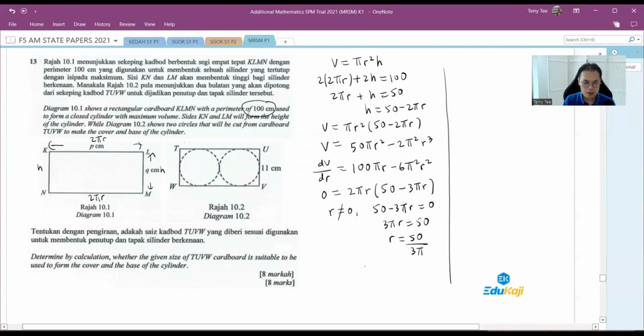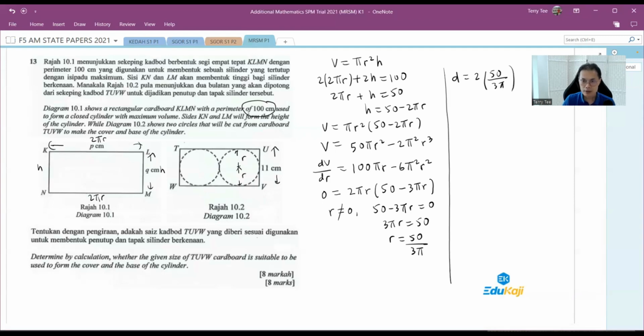Okay, so now I need to know whether this cardboard here is suitable. Now we know this is your radius. Double your radius is your diameter. So we want to check whether your diameter is less than or equal to 11. If it's less than 11, we can cut out the circle and it's suitable to fit it in, right? If it's more than 11, then you can't. So your diameter here is 2 times 50 over 3 pi.